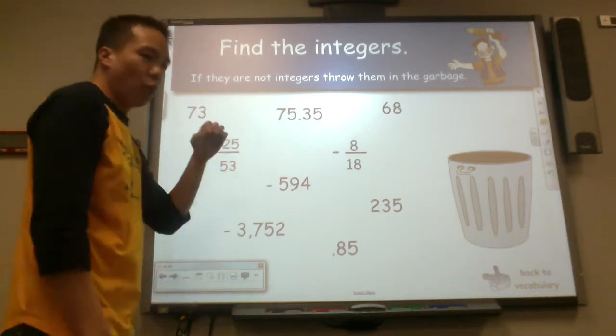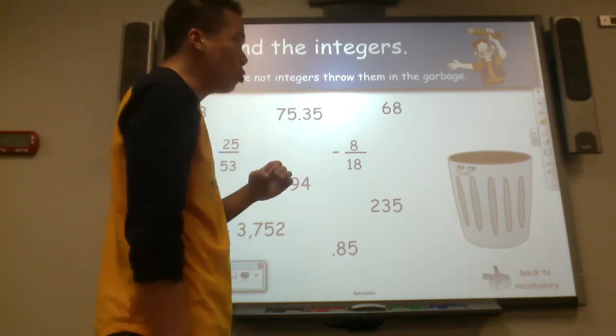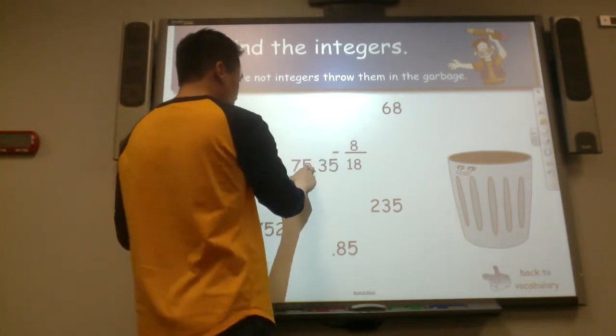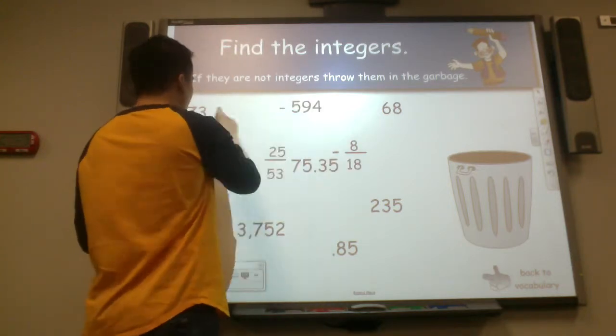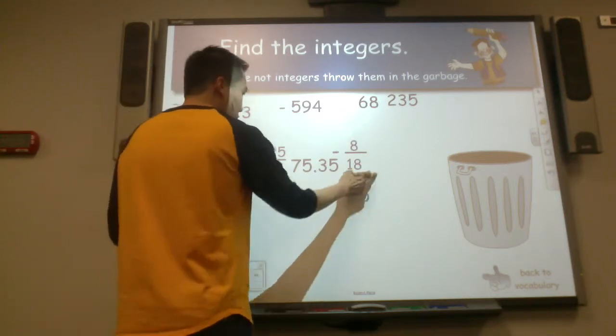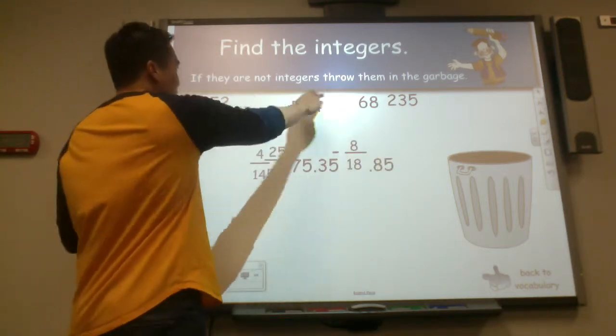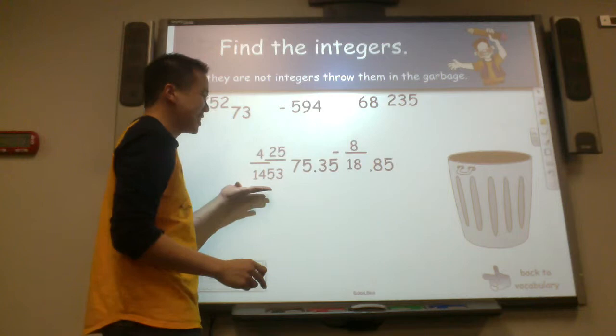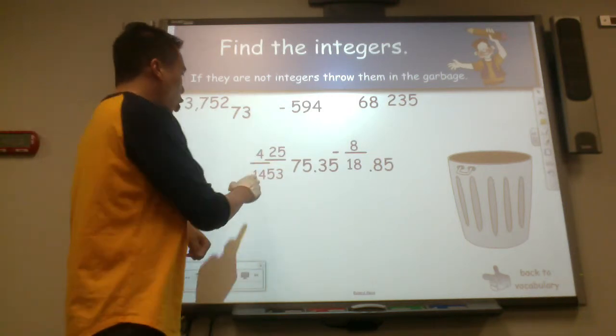So again, what are integers? Integers are whole numbers and its opposite. No, no, no. These are all whole numbers to me. Whole numbers. No, and no. So these are all whole numbers. These are all decimals and fractions, which are not whole numbers.